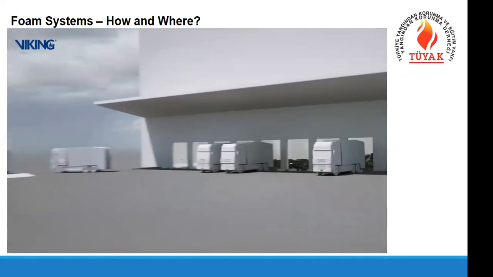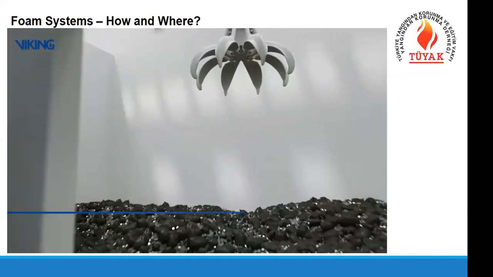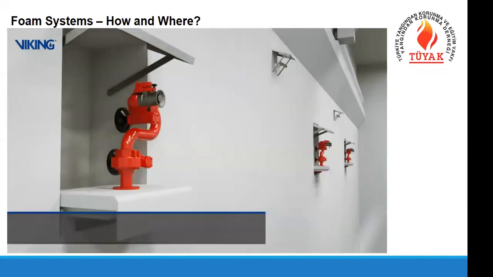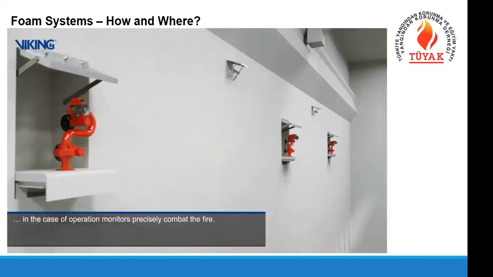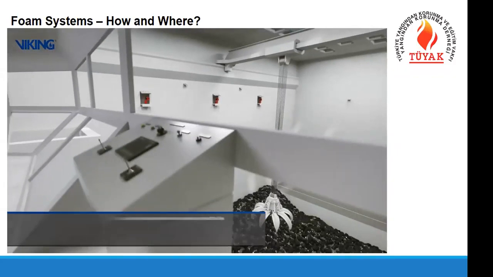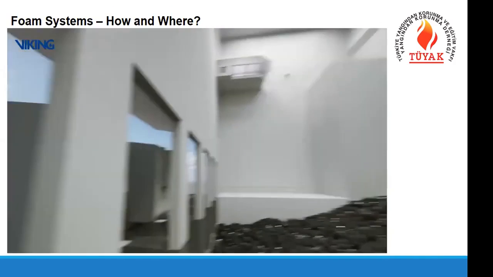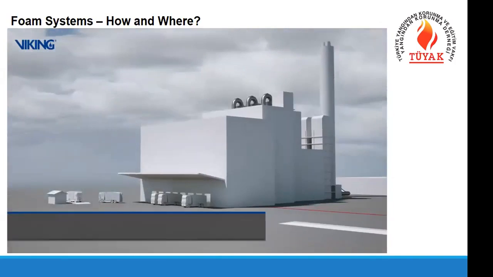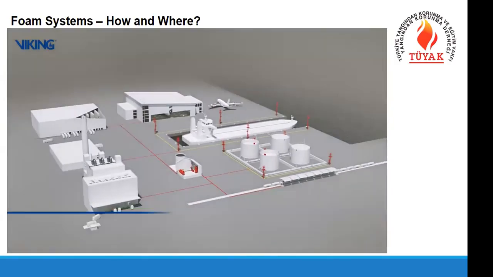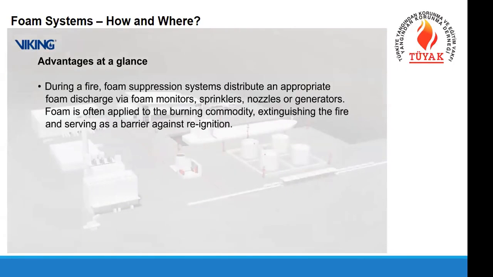And in waste incinerator plants, we have big pits of waste going to the bunker for the burning and energy production. There are also installed electrical automatic monitors with thermographic cameras detecting hotspots and activating the system. So in general, these are the applications of foam systems in different types of industrial and infrastructural facilities.